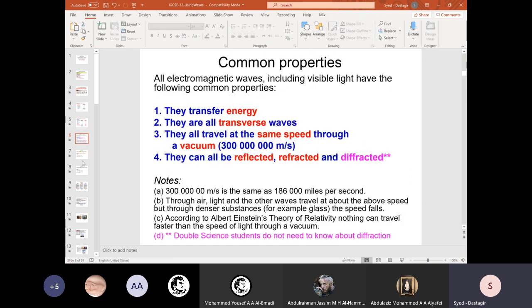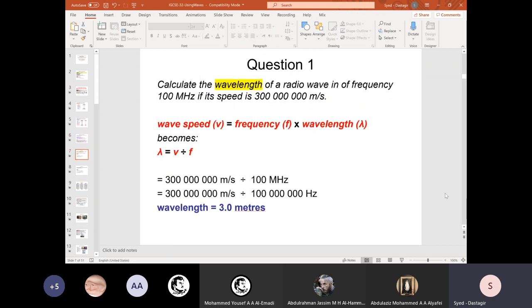Okay. So here are some common properties. They transfer energy, they are transverse, they have the same speed in a vacuum, and they can be reflected, refracted, and diffracted. Now, we just did this question where you had to rearrange the equation.